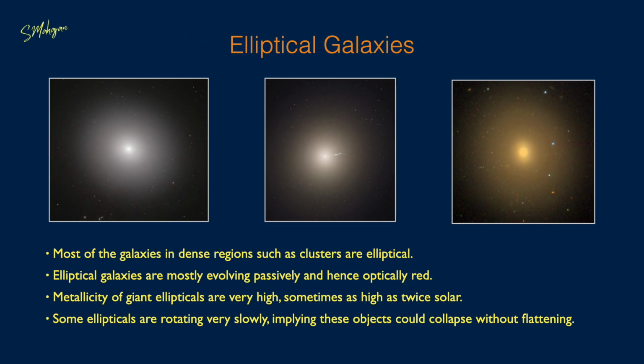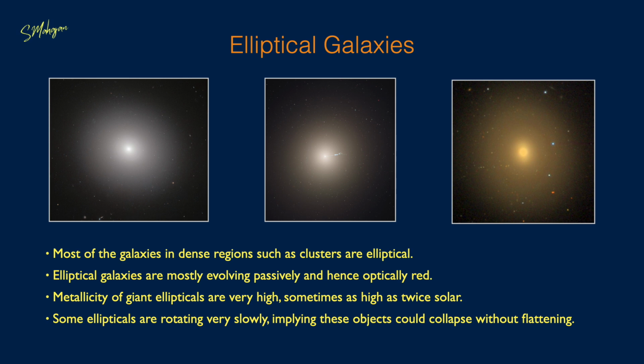Most of the galaxies in dense regions, such as clusters of galaxies, are ellipticals. Elliptical galaxies are optically red because of old stars in them. Metallicity, the fraction of elements other than hydrogen and helium by mass, is also very high in ellipticals. This is again a consequence of the fact that ellipticals mainly contain old stars. Note that most of the higher order elements are mostly produced when massive stars evolve into supernovae, something that we'll explore in greater detail in another lecture.